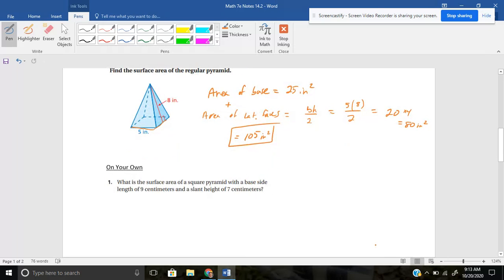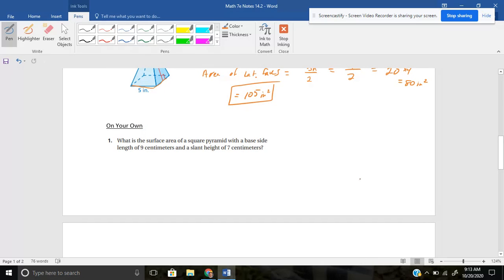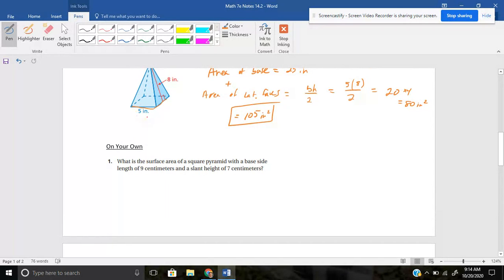Okay, go ahead and pause the video now to try the first on your own. All right, surface area of a square pyramid with a base of 9 centimeters and a slant height of 7. So very similar to this problem, you're just substituting 9 in here and 7 in here. You should arrive at a total of 207 centimeters squared. Let me know if you need help on that one.